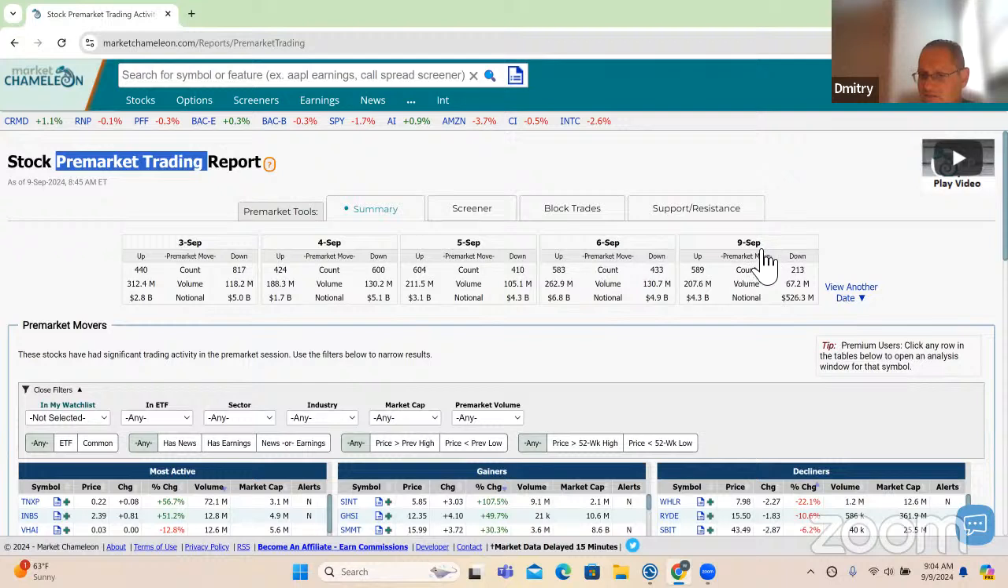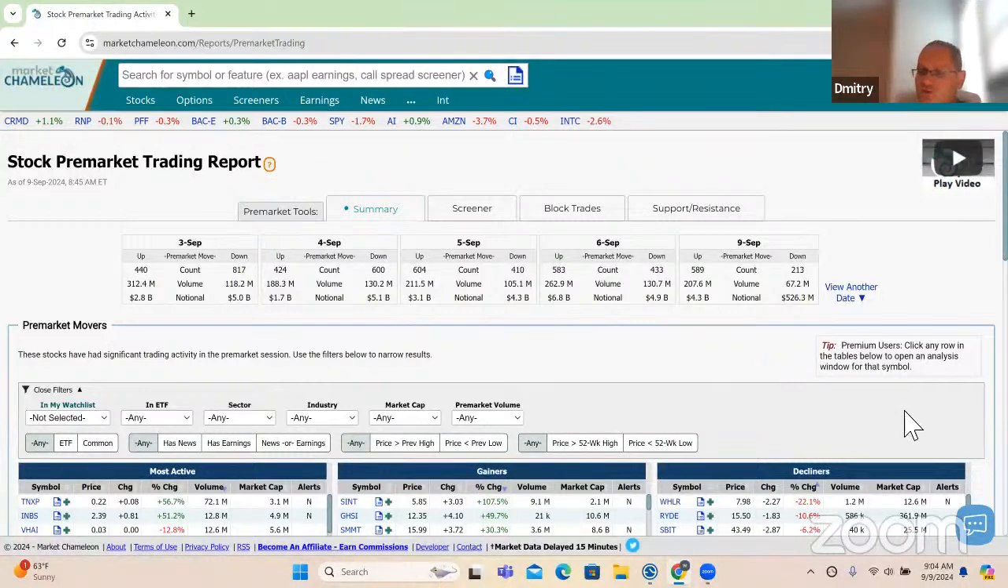Let's review today's activity, September 9th. Here we have 589 stocks trading higher in the pre-market, 213 stocks trading lower. We have 207 million shares trading on up volume, 67 million shares trading on down volume. We have $4.3 billion worth of stock trading higher, $500 million worth of stock trading lower. So from that perspective, it looks like trading in the pre-market hours has a bullish bias or bullish lean.